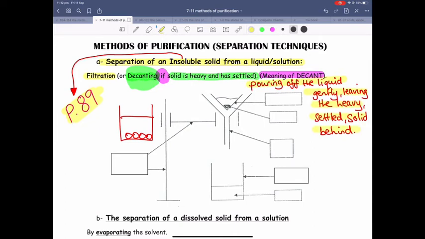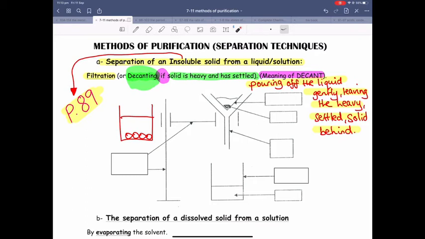Okay, so that would work in this scenario of a beaker of water with some pebbles or stones at the bottom, which are heavy enough to settle to the bottom. So you can gently pour off the liquid by tilting the beaker gradually and gently, leaving the stones at the bottom. That works in this case.